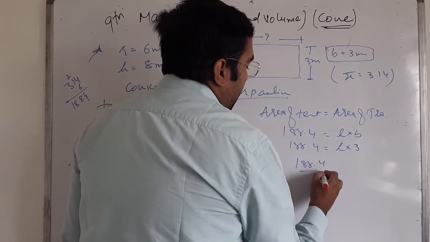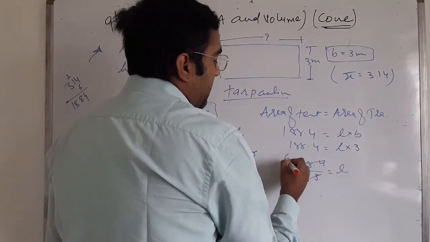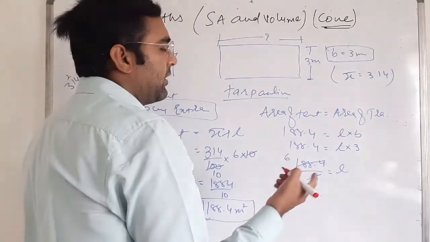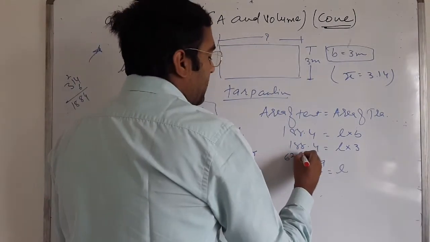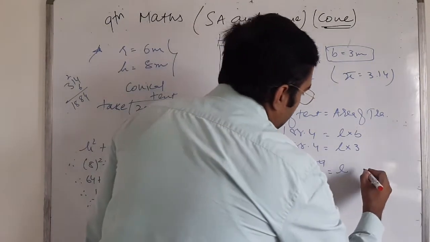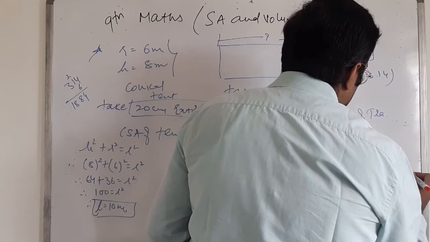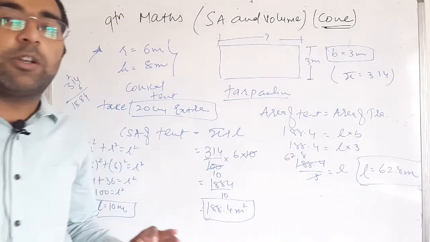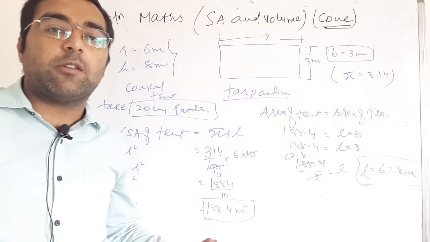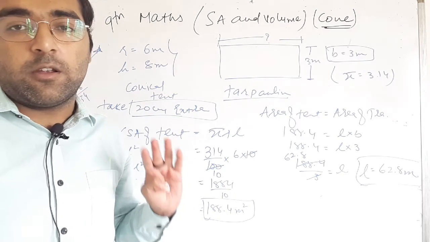So 188.4 equals length, which we have to find, times breadth, which is given as 3 meter. So 188.4 divided by 3 is my length, that is 62.8. My length is 62.8 meter. So 62.8 meter of tarpaulin is required to make the tent.